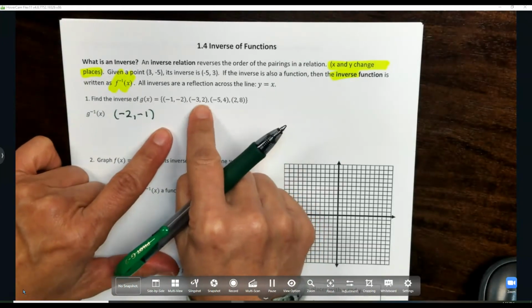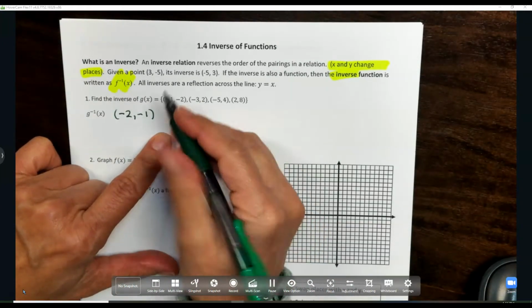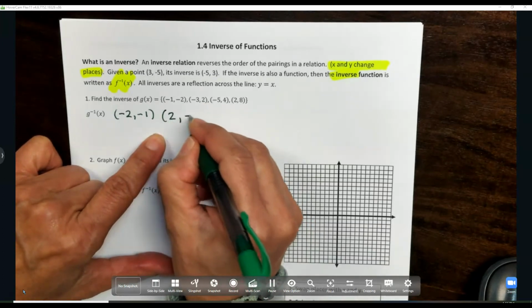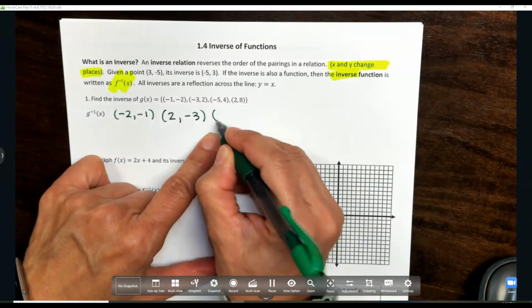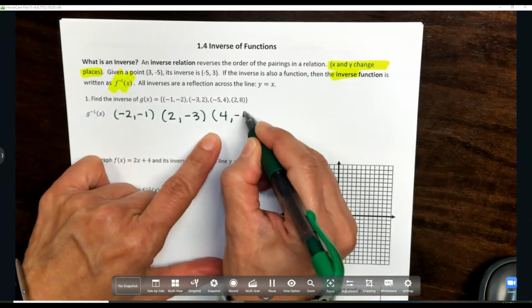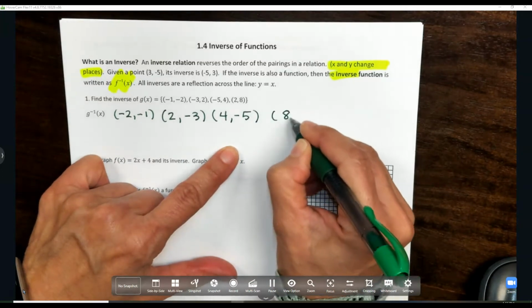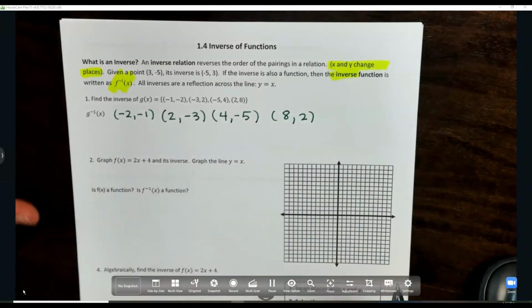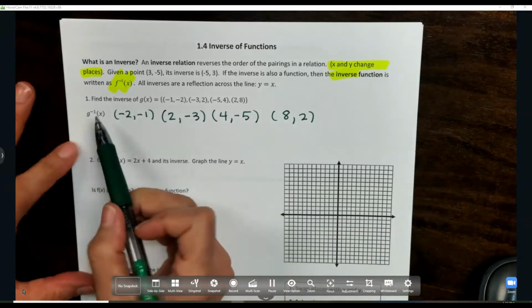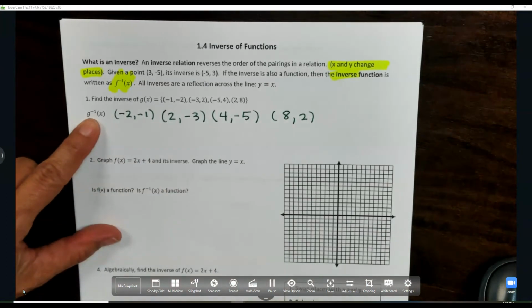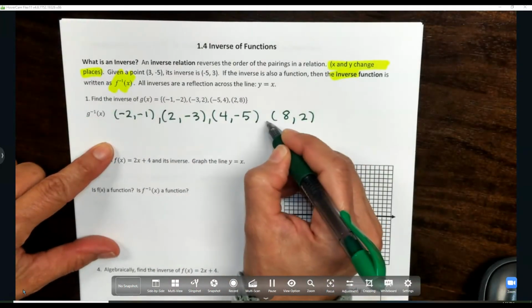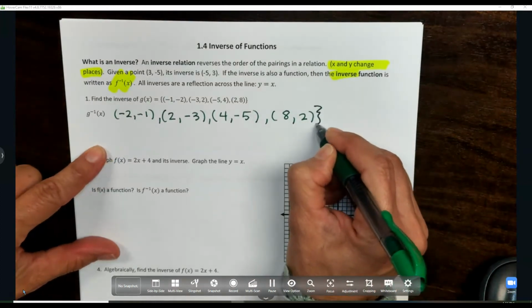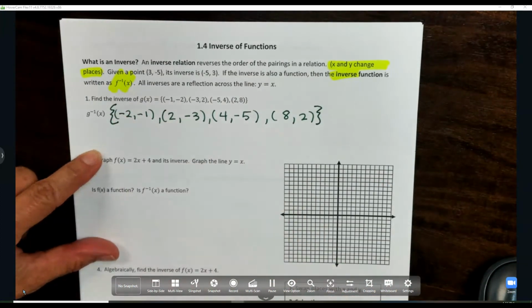The next ordered pair is (-3, 2). We're going to write (2, -3). And then our last couple of ordered pairs is going to be (4, -5). And then our very last one is going to be (8, 2). So this is the inverse. I know that this is the inverse because it has that -1. A -1 exponent always means inverse. I'm just going to separate these with a comma and then put those braces back around it.